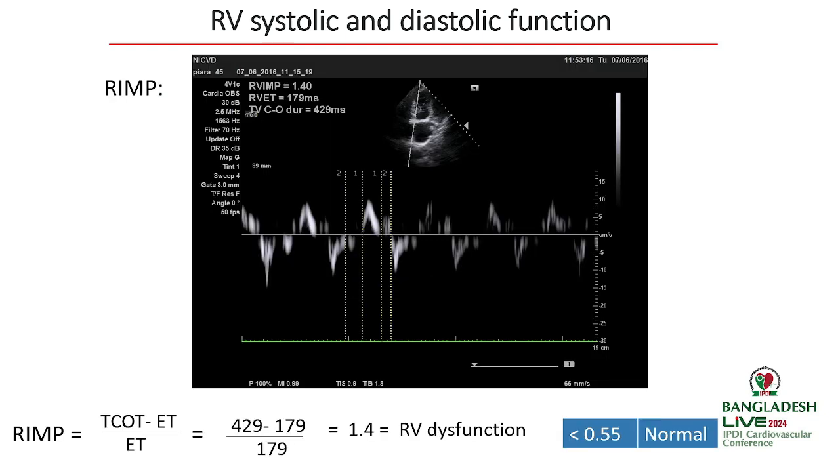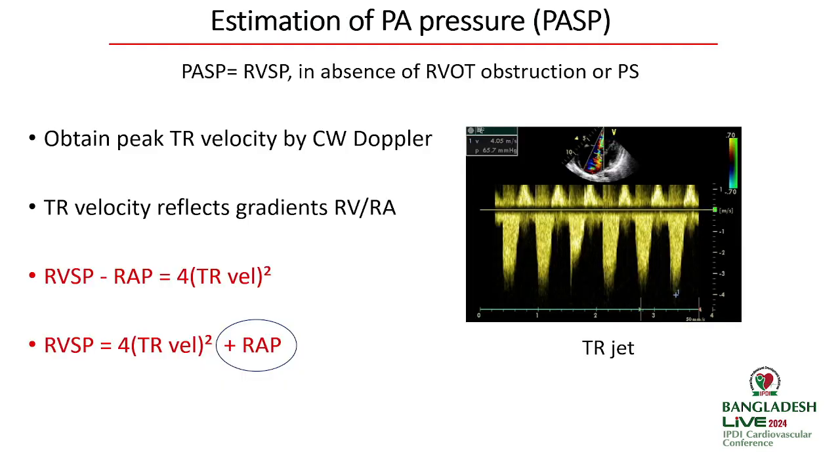And this is the practical example from the tissue Doppler imaging method to calculate RIMP from the tricuspid valve closure to opening time and the RV ejection time. And here we can see that 1.4 is the RIMP, which is abnormal.